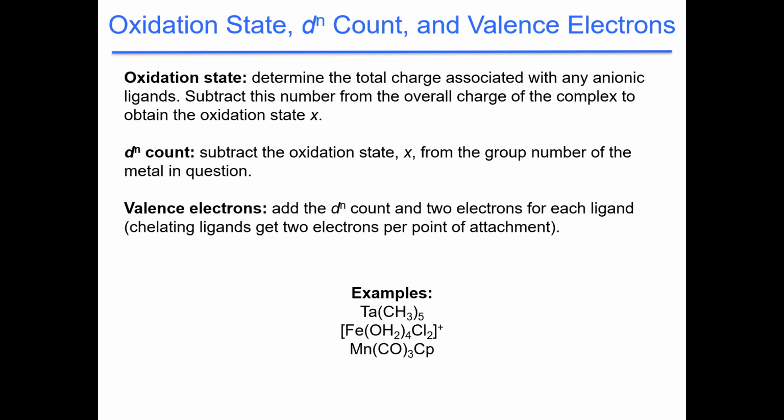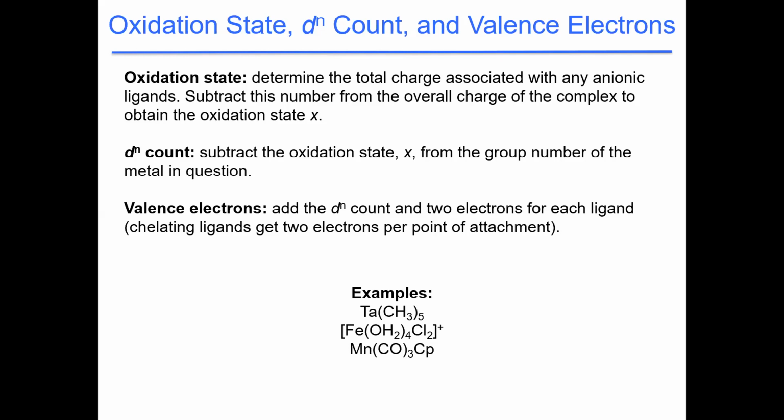For this iron complex, where you have 4 water ligands and 2 chloride ligands, the chloride ligands provide you with a total -2 charge, and since there's a plus charge on the whole complex, that indicates that iron has an oxidation state of +3 in this complex. So iron with a +3 oxidation state has a d count of 5, and you'll get a total valence electron count of 16. So you have 5 from iron, 2 from each of the water ligands, and then 2 electrons from the chloride ligands.